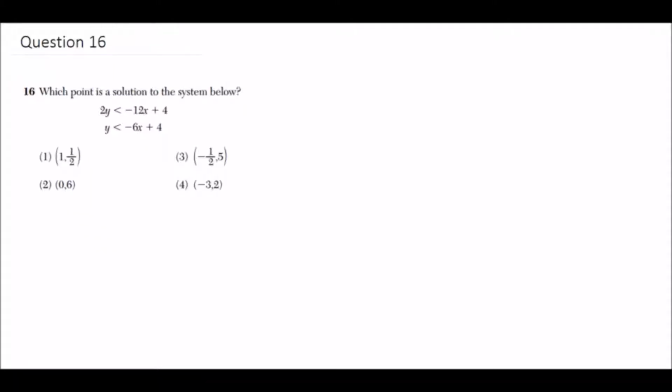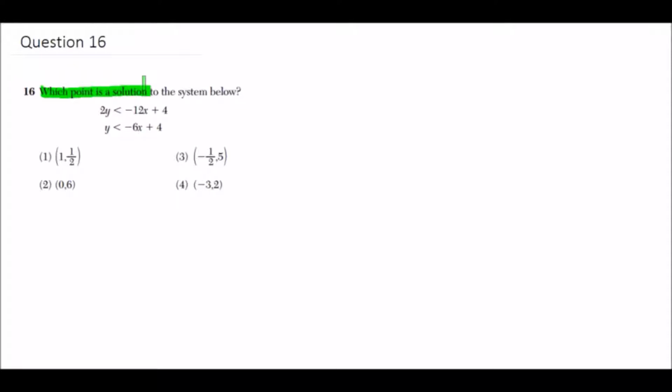This is question number 16 for the January 2017 Common Core Algebra 1 Regents. And this question is, which point is a solution to the system below? And again, similarly to the last question, we can back solve this because we are being asked for which point is a solution. We have 4 multiple choice answers. That means one of them is going to be the solution, or excuse me, a solution to this system.